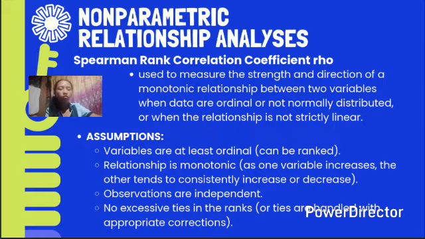another one is the Spearman rank correlation coefficient rho, used to measure the strength and direction of a monotonic relationship within two variables when data are ordinal or not normally distributed, or when the relationship is not strictly linear. So the assumptions of it is that observations are independent, variables are at least ordinal or can be ranked. Then third is the relationship is monotonic. As one variable increases, the other tends to consistently increase or decrease. Fourth is that no excessive ties in the ranks or ties are handled with appropriate corrections.